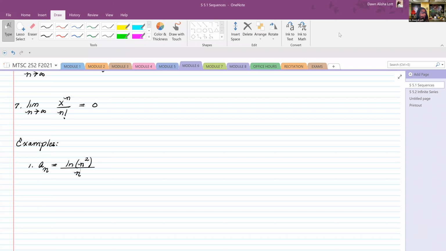Anybody have an idea of how to take care of this problem? I'm going to simplify it first. How about I use the log property, bring the 2 down and make that 2 times the natural log of n over n. Does that look any better?